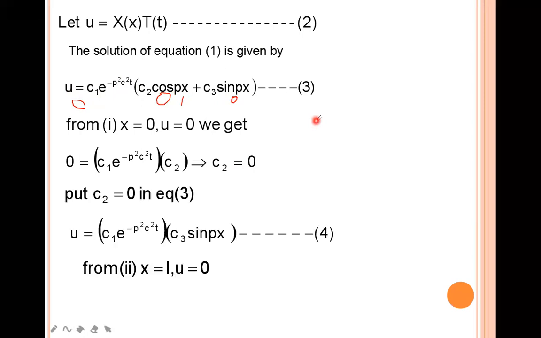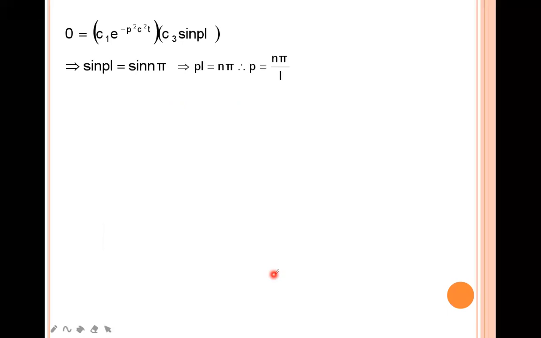Now use the second boundary condition: u = 0 when x = L. Put u = 0 and x = L. So that is c3 sin(pL) times c1 e^(-p²c²t). From this we have to find the value of p. Therefore we get p = nπ/L. Again substitute this p = nπ/L in equation 4.